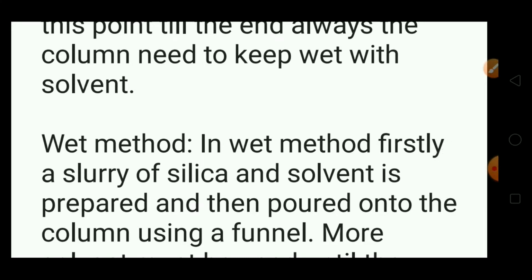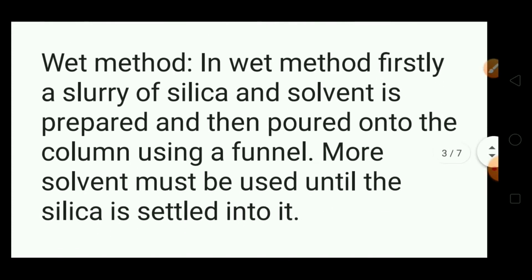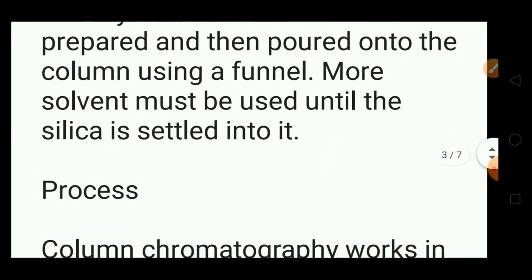In the wet method, firstly, a slurry of silica and solvent is prepared and then poured onto the column using a funnel. More solvent must be used until the silica is settled.